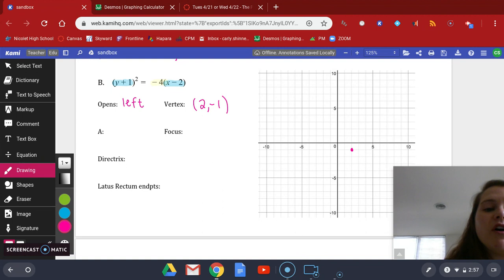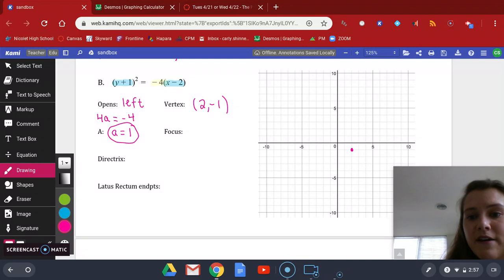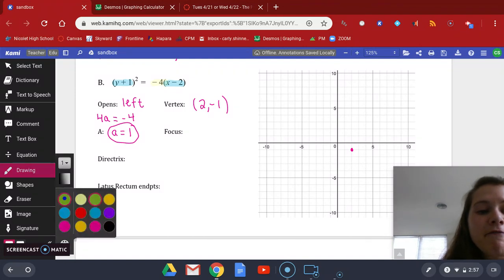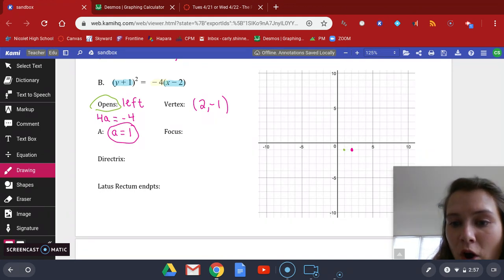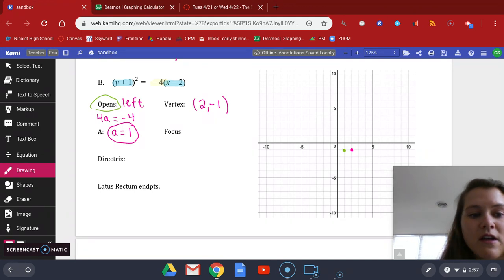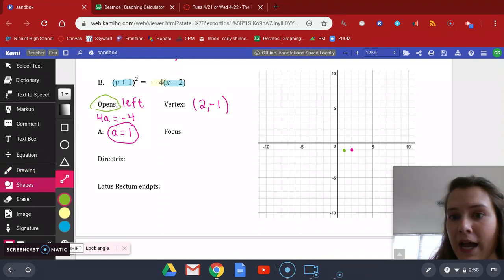So now let's solve again for our a. I'm just going to do 4a equals negative 4. Again, I get a to be negative 1, but I just list it as a positive. My foci is always going to be in the direction of how my parabola opens. So my parabola opens to the left, which means I'm going to go 1 unit to the left. And then that means my directrix will be 1 unit behind.